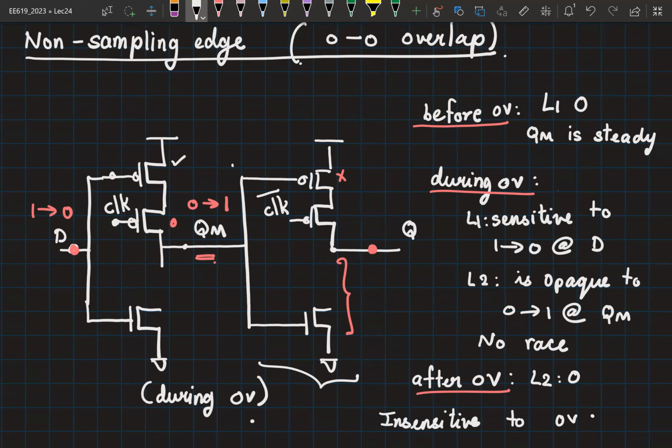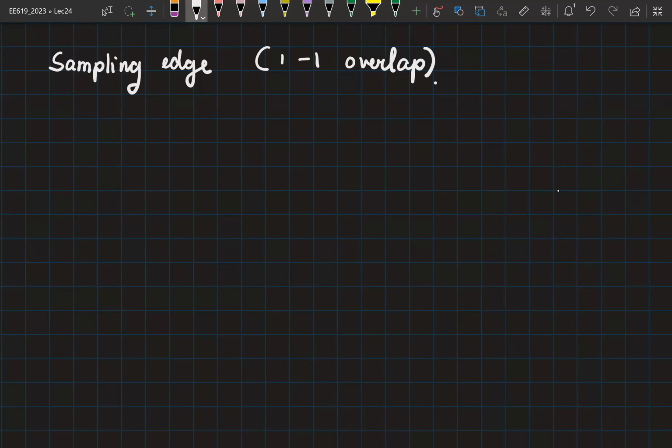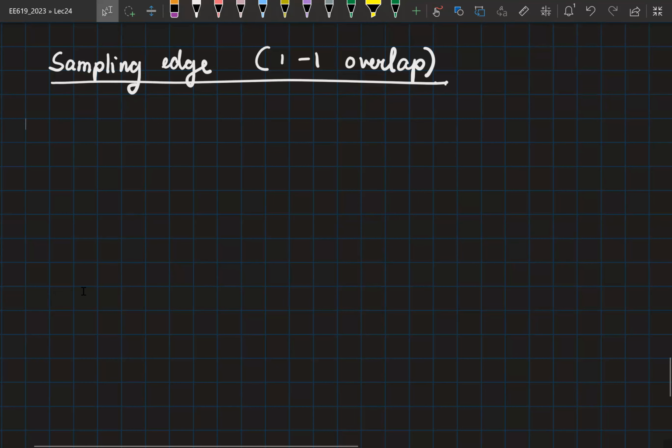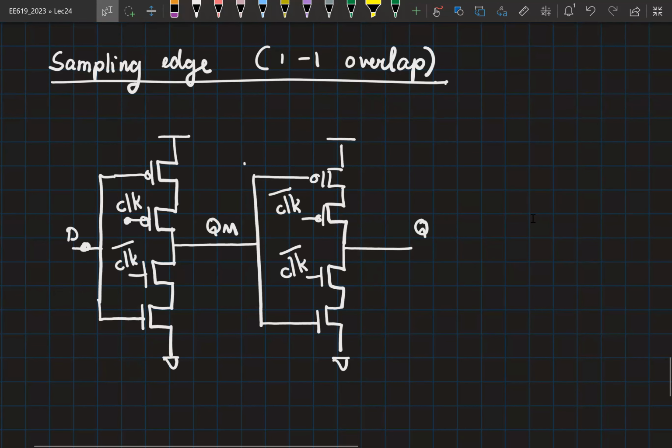Okay. So now let's repeat the whole thing again for a sampling edge. This has a 1, 1 overlap. So again, start by looking at what happens before the overlap, during the overlap, and after the overlap.